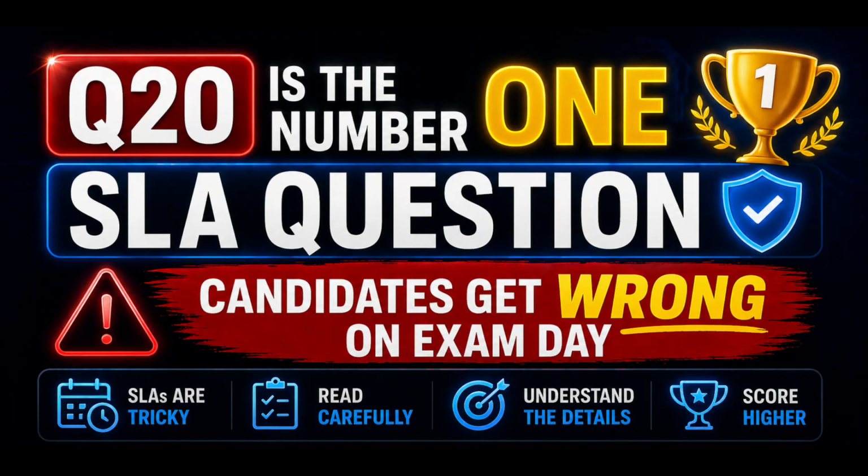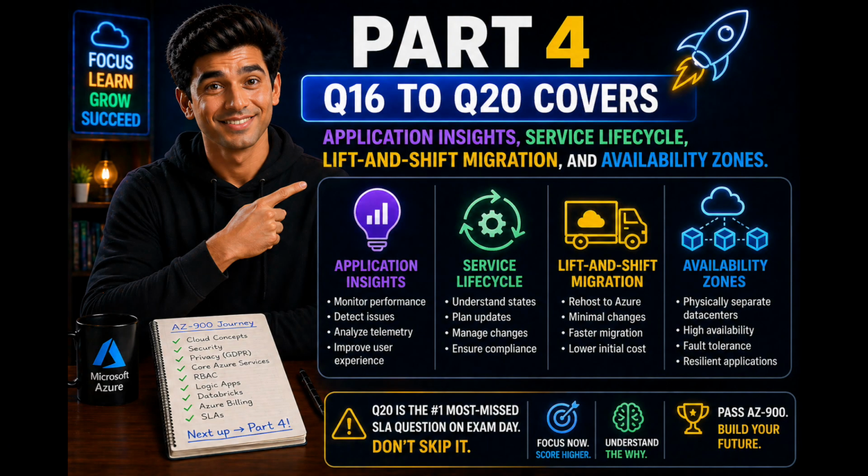Questions 16 to 20, and question 20 is the number one SLA question candidates get wrong on exam day. We're covering Application Insights, service lifecycle, lift and shift migration, and availability zones. If you've been studying, this is your checkpoint. Pause, answer, score yourself. Let's begin.